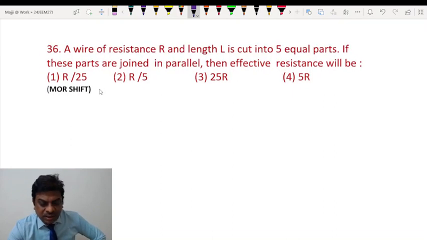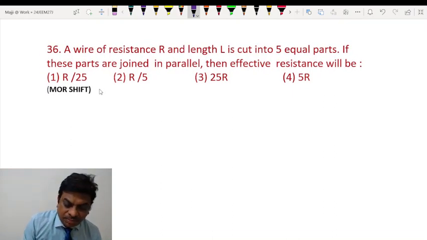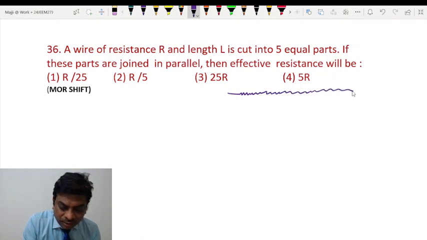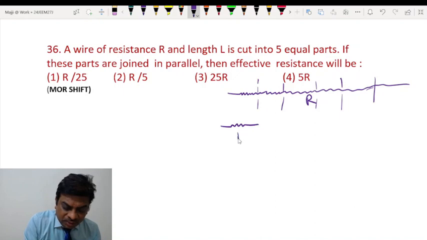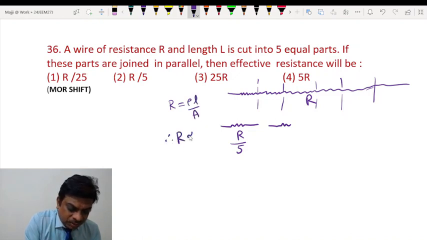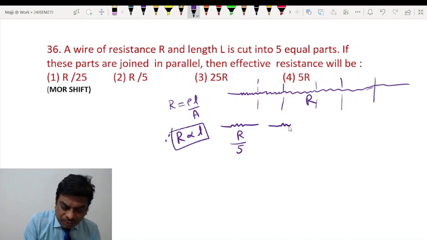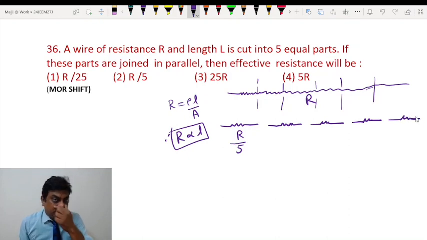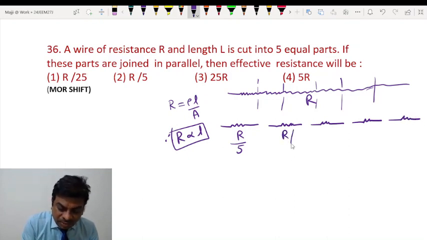A wire of resistance R and length L is cut into 5 equal parts. If these parts are joined in parallel, then effective resistance will be. This is very simple question, student. Suppose you have a long wire, resistance is R. You cut this into 5 equal parts. So then resistance of each part will be R by 5, because as you know resistance is equal to rho L by A. So therefore I can write resistance is proportional to length. So when you divide the length into 5 equal parts, then what will happen? The resistance will also become 1/5. So each of them will be having 1/5.